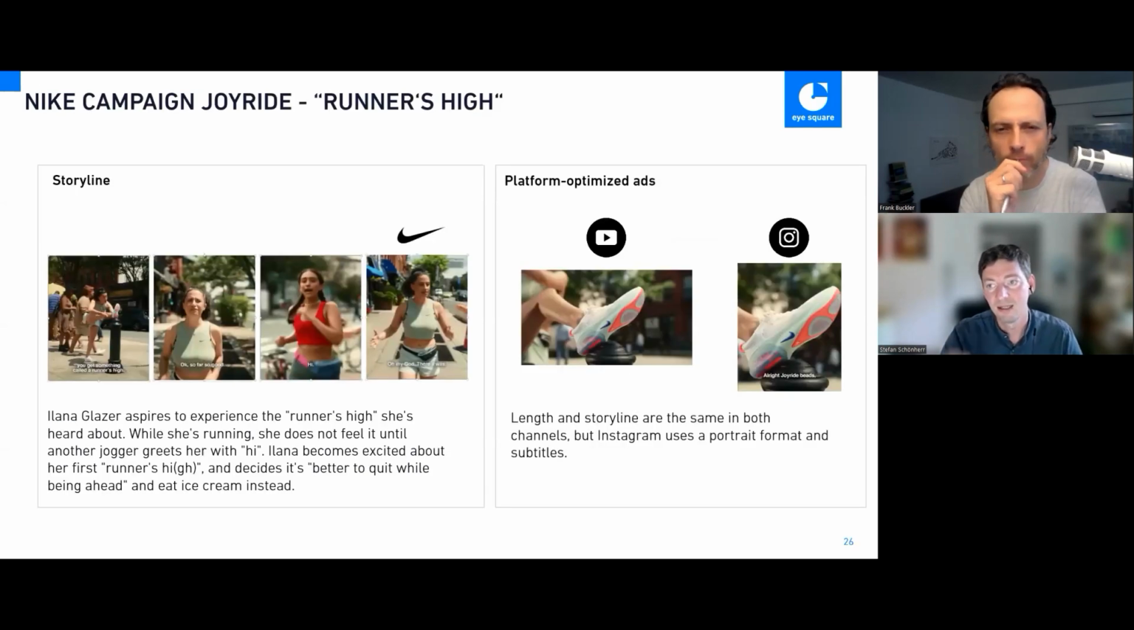In this case, it was an ad. There was quite a funny ad, to be honest. We have Ilana Glazer, I would say a comedian most people know in the US at least. She's just outside of New York, and she heard about this runner's high and wants to experience it. She starts running, but she still doesn't feel it.